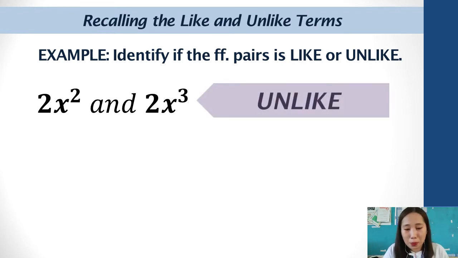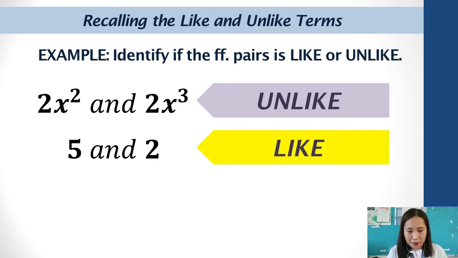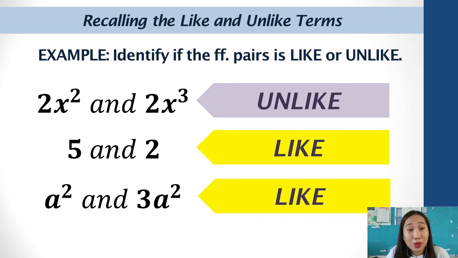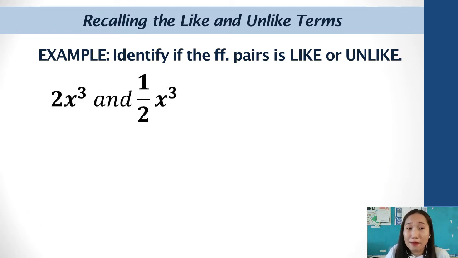Very good. Next, 5 and 2. Do they have a literal coefficient? No. So, both of them are called constants. Since both are constants, they are now called like terms. A squared and 3a squared. Like or unlike? They are like terms, since they have the same literal coefficient, a squared. Next one, 2x cubed and 1/2 x cubed. Like or unlike?